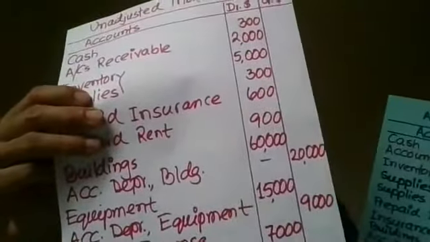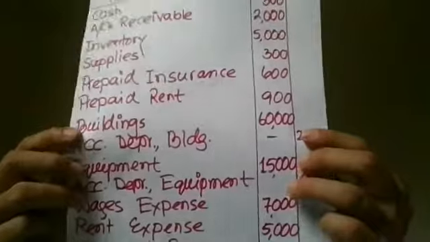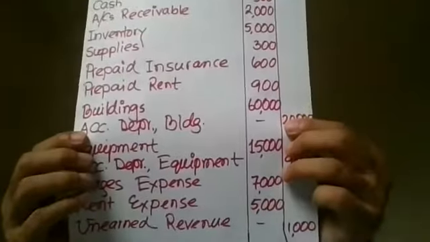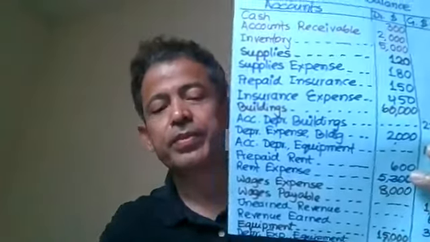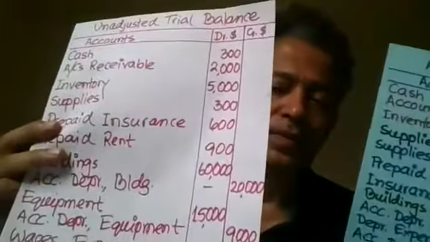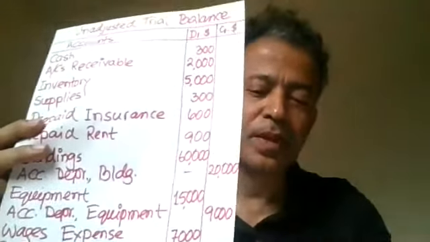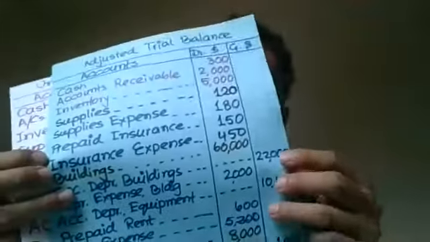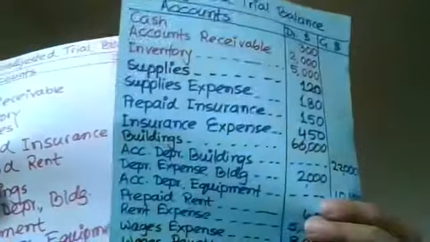Then we have building and equipment and their accumulated depreciations. Can you see? That's our building and its accumulated depreciation. So building is $60,000, and building here is also $60,000. You can see building is $60,000, but accumulated depreciation is not $20,000 anymore. It used to be 20,000. See here, accumulated depreciation on building used to be $20,000, but it is now $22,000 here. See, 22, and the same happened to equipment.